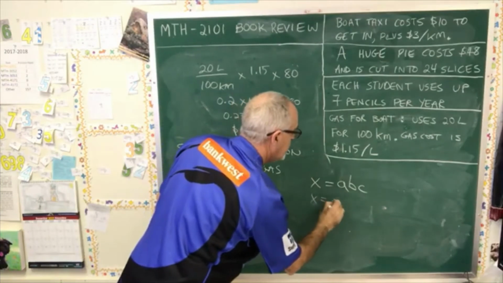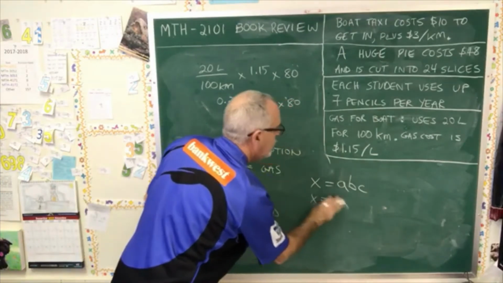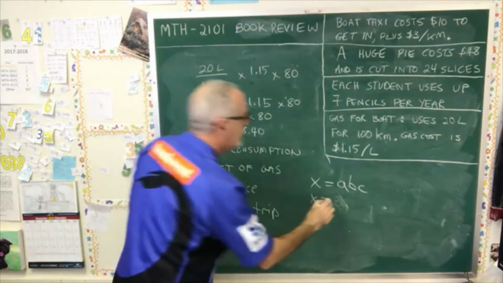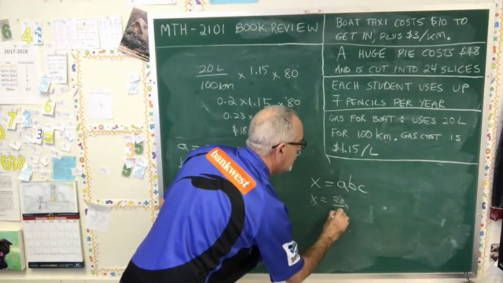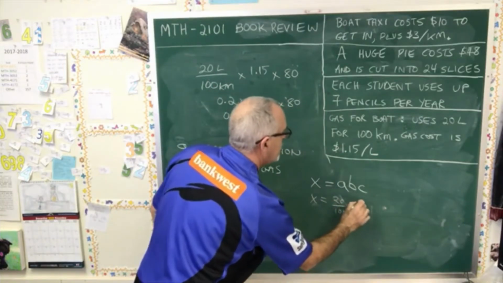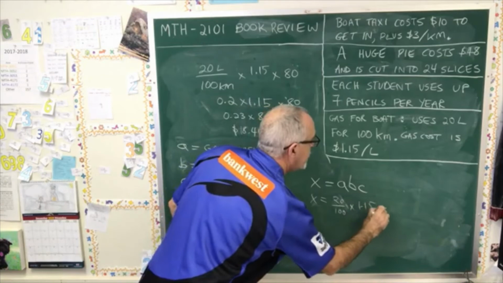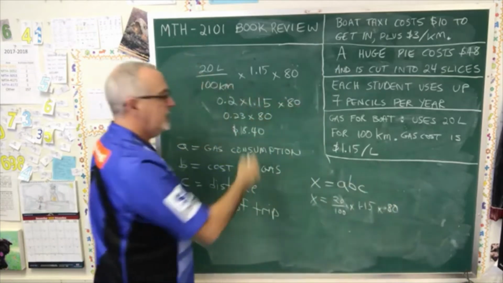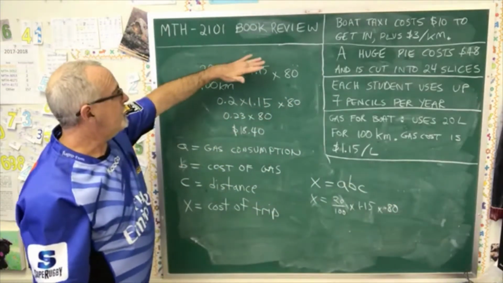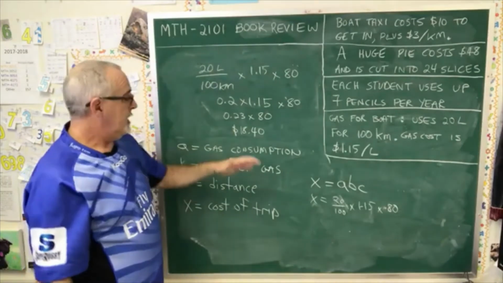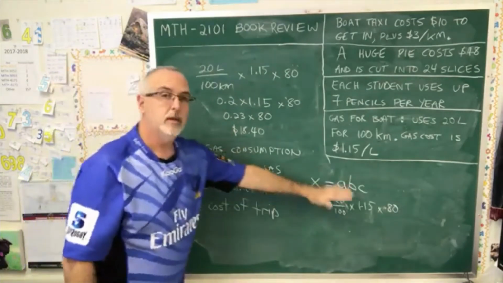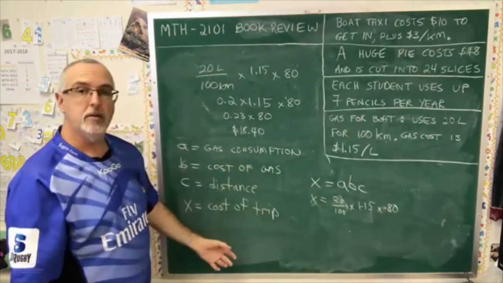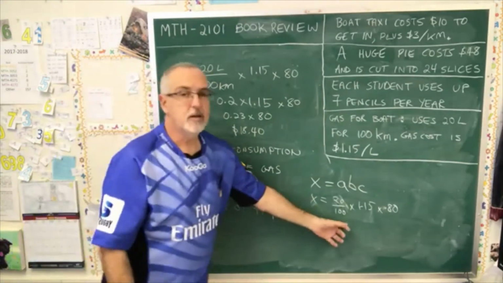X will look like this, 0.2. I'll write it out showing the original number. X will look like 20 over 100 times 1.15 times 80. Same thing I did here. But this time, instead of just doing calculations, I expressed it as an algebraic model defining variables. And the calculations are really the same.